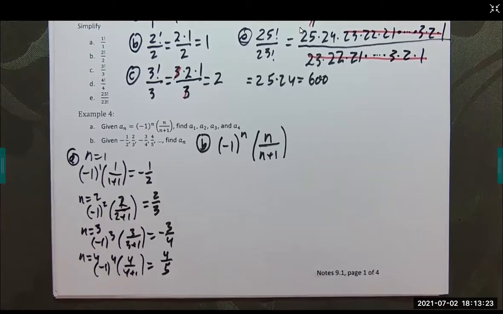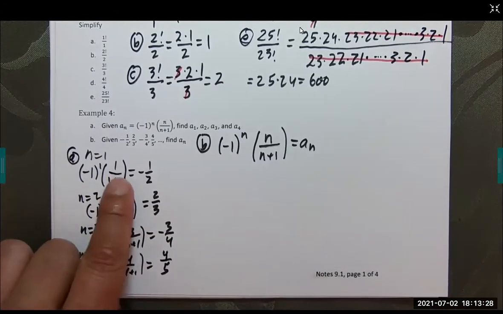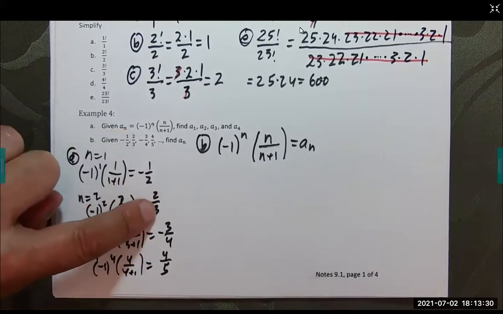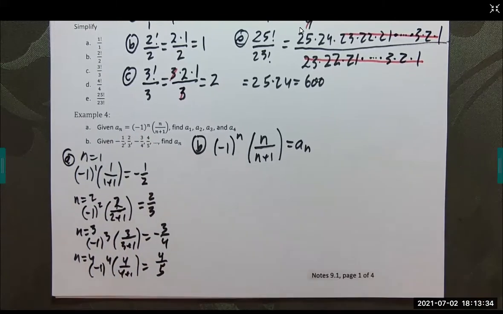So we can actually come up with an expression. This is our a sub n. And you can see these are our values. So we should be able to go both ways. All right.